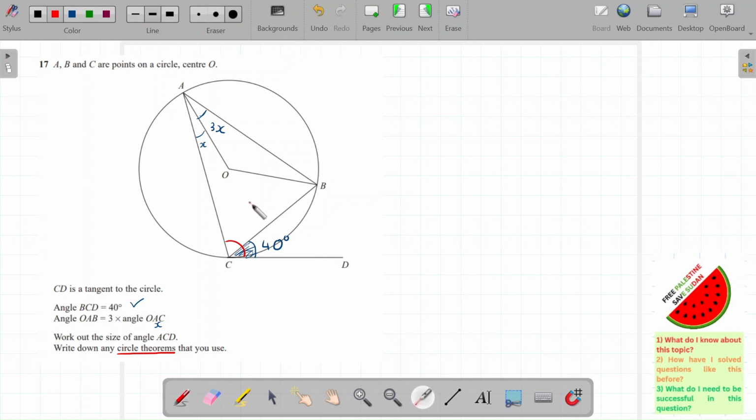To recognize which ones we have to use, we have to recognize the parts of a circle. So we have a radius and radius. There's 2 radii over here. We have a tangent, CD. And then it's also mentioned that CD is a tangent to the circle.